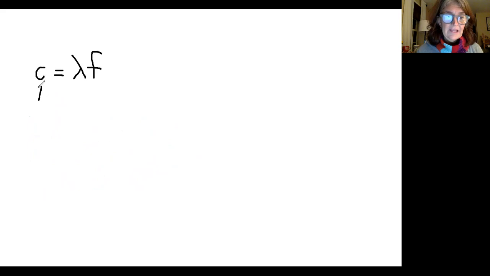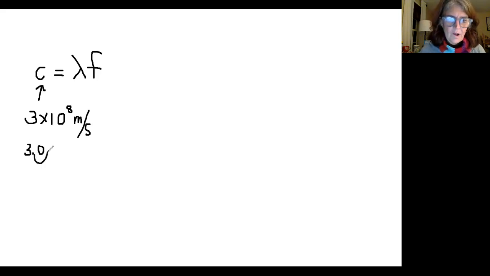This is the speed of light, which is a constant. It's always the same. The speed of light is 3 times 10 to the 8th meters per second, in scientific notation. We know that if we were to convert this to a number without scientific notation, we would take that decimal point, which is really 3.0, and move it 8 places. 1, 2, 3, 4, 5, 6, 7, 8.